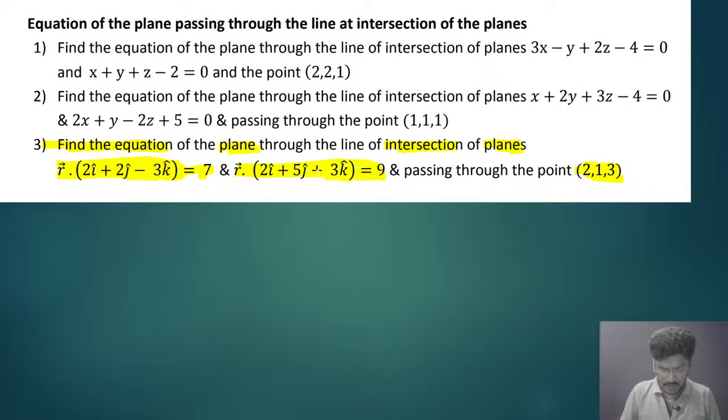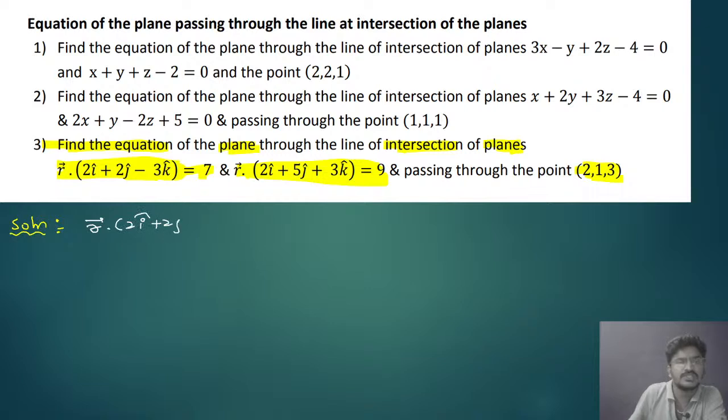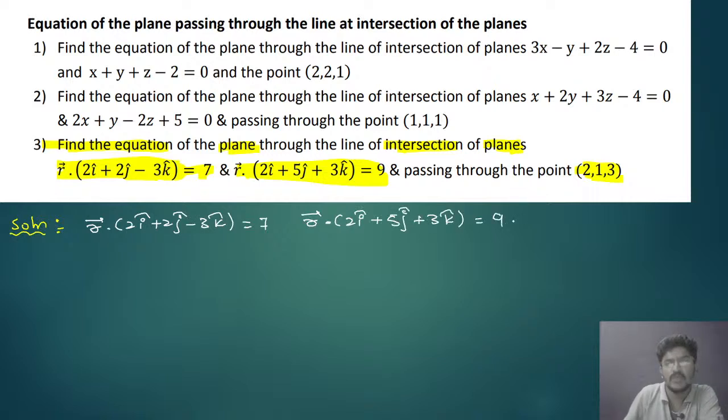Very good. So this vector form of the plane has to be written in the form of Cartesian. Then you have to solve it. Okay. How to write it in the Cartesian form? First you see. Write the vector form. What is the vector form? r dot 2i cap plus 2j cap minus 3k cap equal to 7. This is vector r dot 2i cap plus 5j cap plus 3k cap equal to 9.